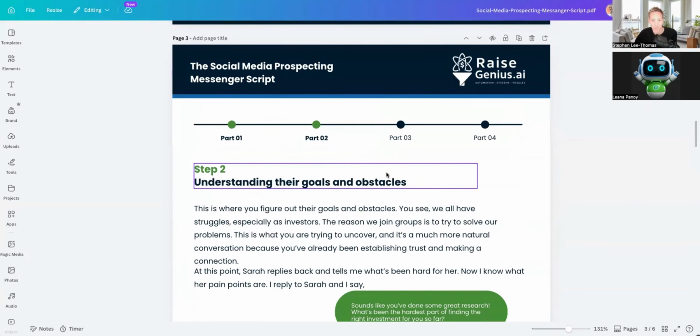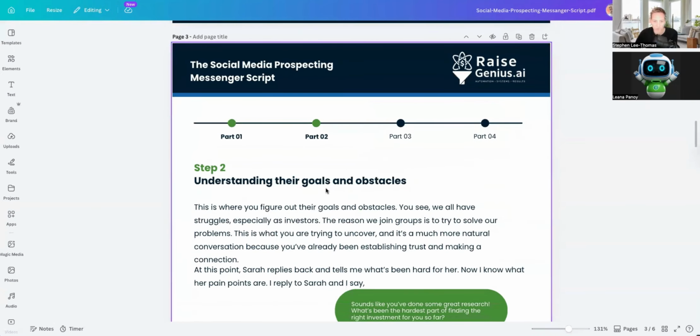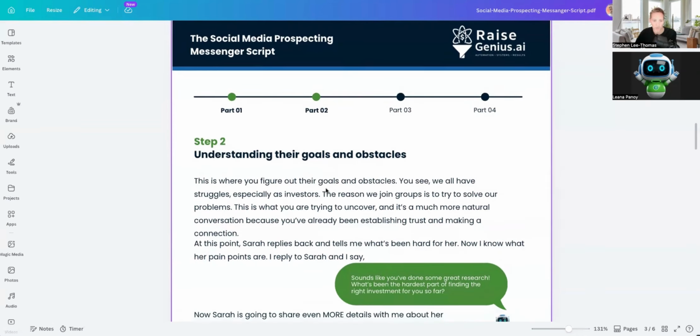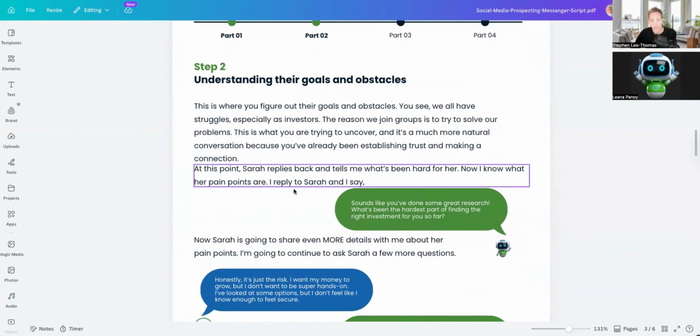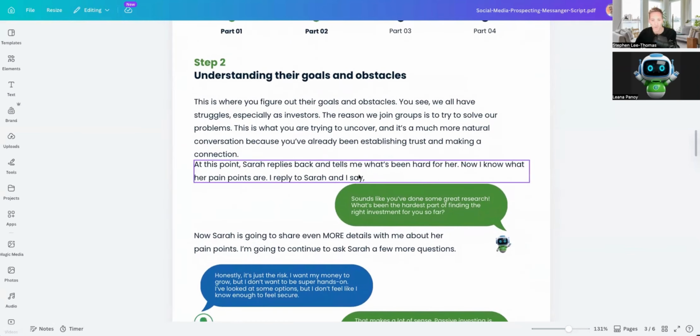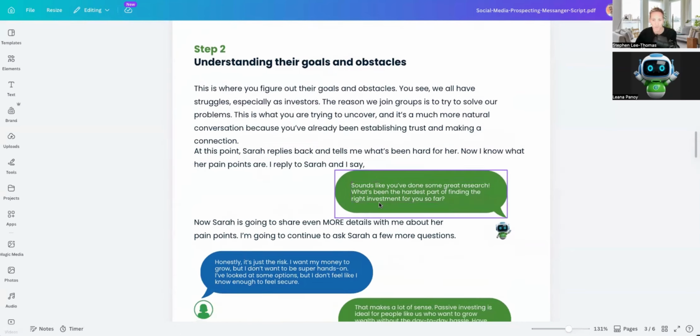Okay. The next thing we need to do is understand their goals and obstacles. So I had a little bit of small chat. This is a DM, right? So you don't go nearly as deep, but you got to understand their goals and obstacles. What I do now is, she replies back and tells me what's been hard for her. Now that I know what her pain points are, I can say something like, "Hey, sounds like you've done some great research. What's been the hardest part in finding the right investment for you so far?"